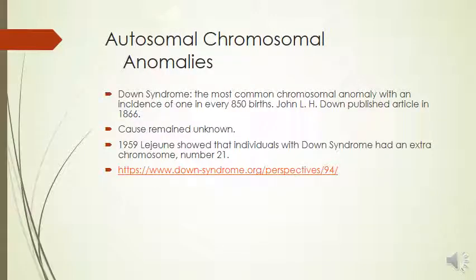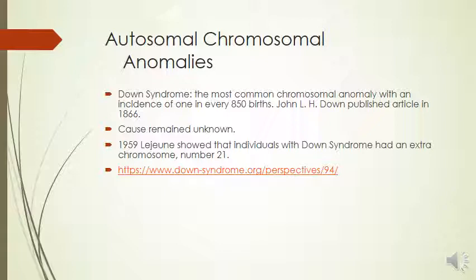Looking at autosomal chromosomal anomalies first, Down syndrome, the most common chromosomal anomaly with an incidence of 1 in every 850 births, was first described by Dr. John L. H. Down, who published an article in 1866. At the time that he published the article, the cause remained unknown. In 1959, Lejeune showed that individuals with Down syndrome had an extra chromosome, a number 21.